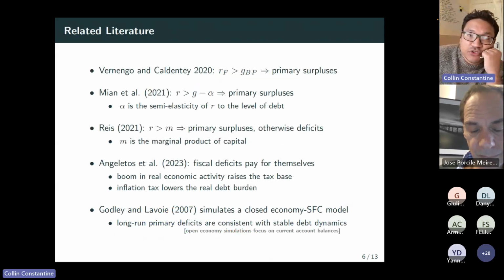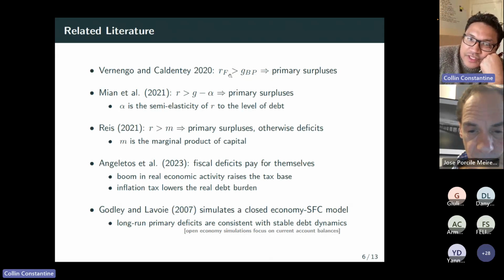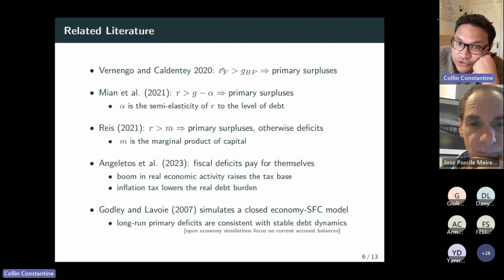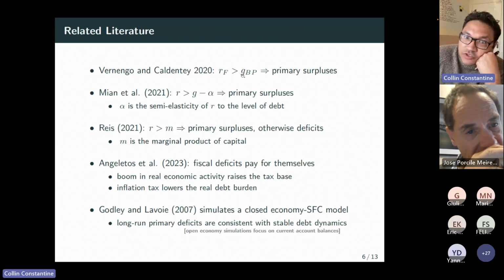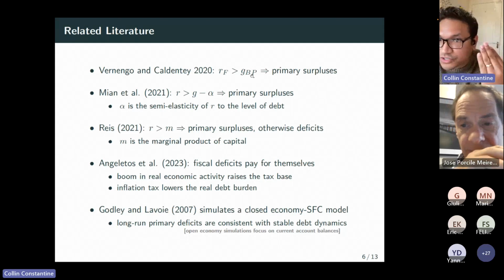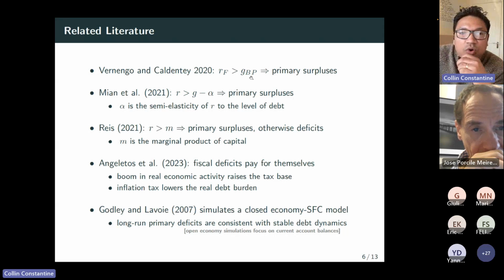All right, related literature. So this is an open economy version, if you will, of the Domar condition. So it's the foreign interest rate R, and think of G_BP as the balance of payments constraint growth rate. Whenever R is greater than G_BP, we need a long run primary surplus. So there's big interest, of course, in this interest rate growth rate inequality.